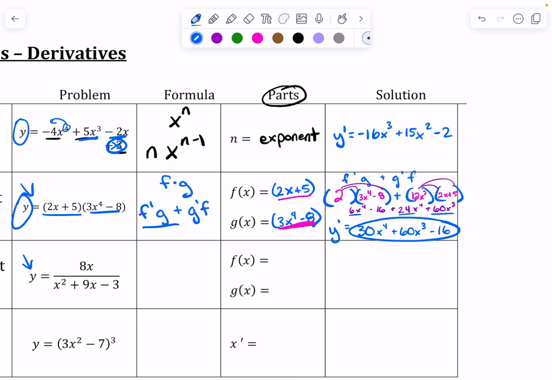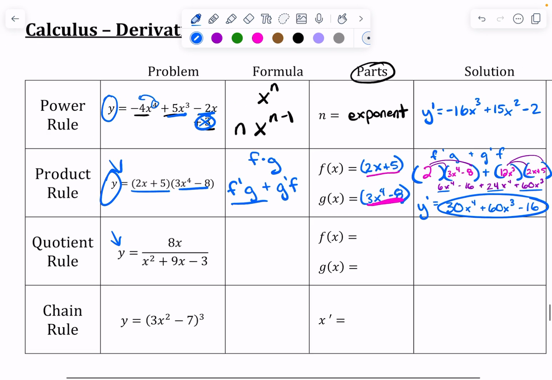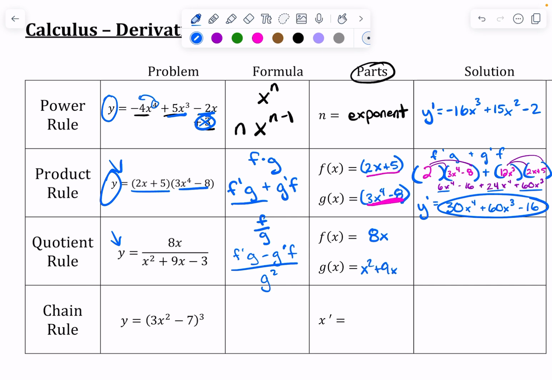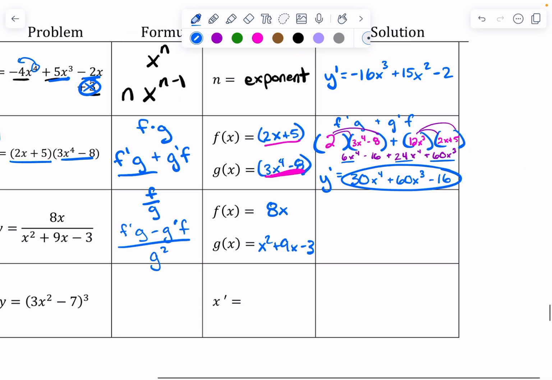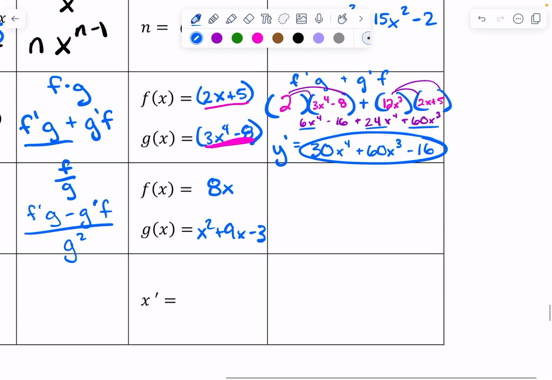Next, formula for quotient rule. If we have an f divided by a g, it is f prime g minus g prime f all over g squared. That's how you do the derivative, okay? For this problem, f is 8x, g is x squared plus 9x minus 3, and let's go ahead and do this.